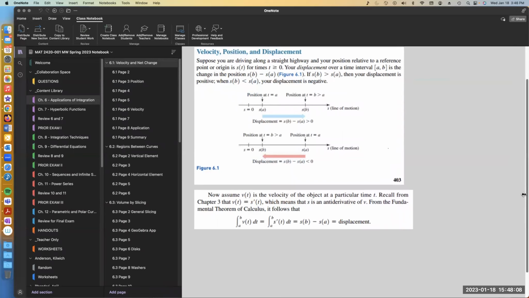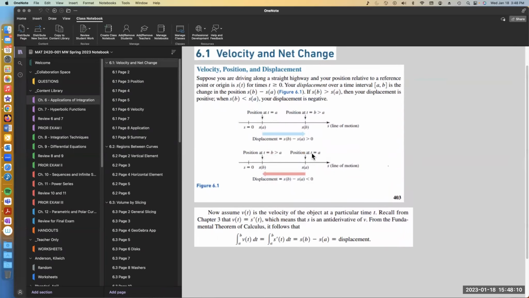Okay, so we're going to talk about velocity. We're going to talk about displacement. We're going to talk about distance traveled and those kinds of things that should be pretty familiar. You've seen them before. Let's go ahead. I'm trying to figure out if I can move this out of the way. Can I stretch that? There we go.